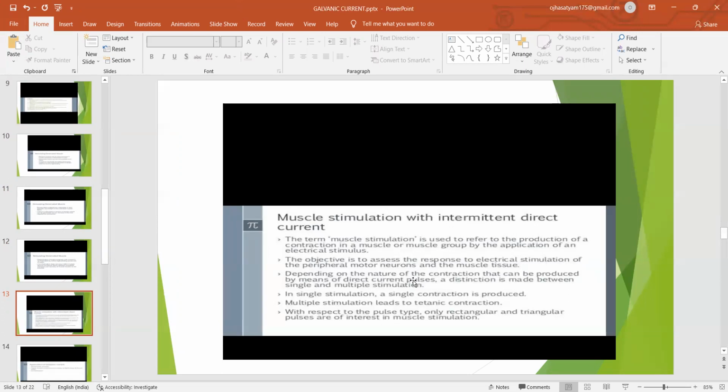Depending on the nature of the contraction produced by a mean direct current pulse, distinctions are made between single or multiple stimulation. In single stimulation, a single contraction is produced. Multiple stimulation leads to tetanic contraction. With respect to pulse type of current, only rectangular and triangular pulses are used for interrupted muscle stimulation.